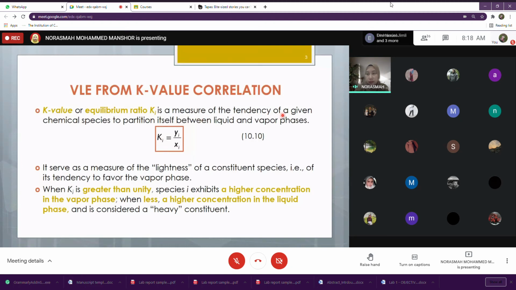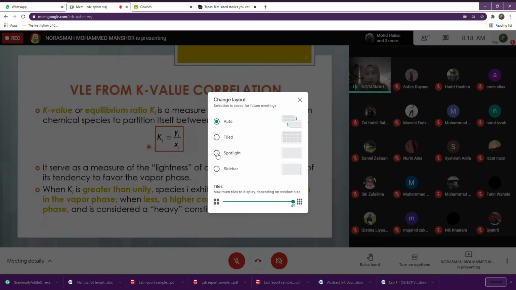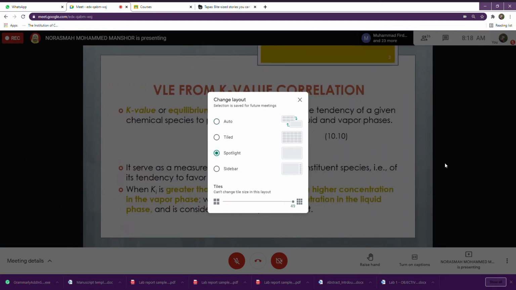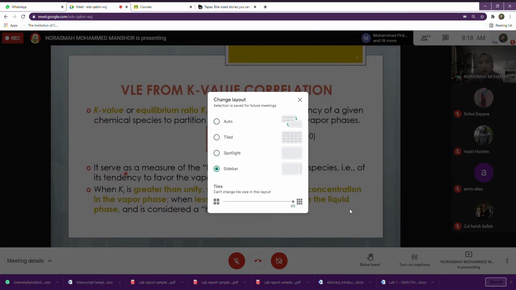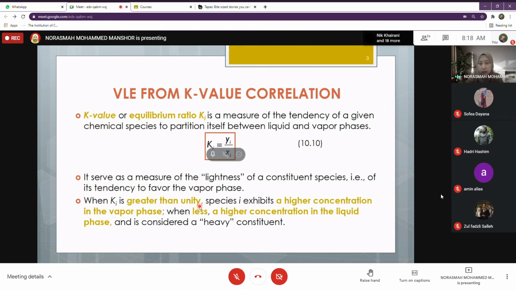The K value is a measure of the tendency of a given chemical species to partition itself between liquid and vapor phases. Ki is given by Yi over Xi. It is a measure of the lightness of a species, that means its tendency to favor the vapor phase. When Ki is greater than unity, species i exhibits a higher concentration in the vapor phase, and when it is less than unity, a higher concentration in the liquid phase, and is considered a heavy constituent.